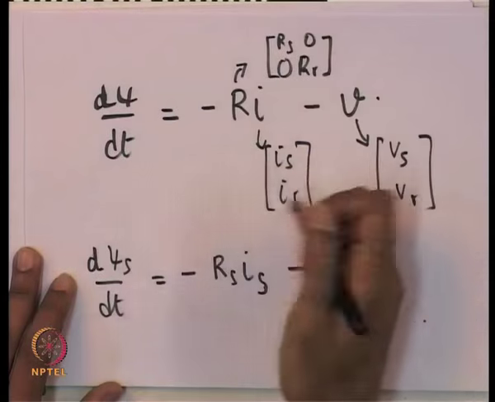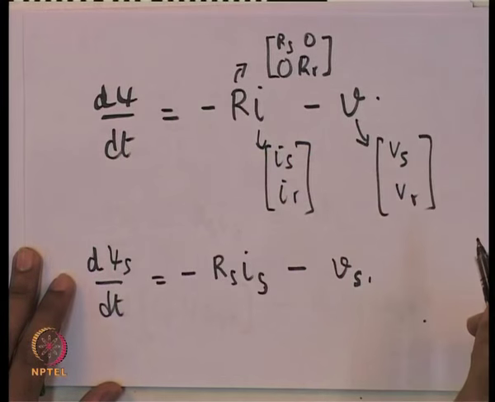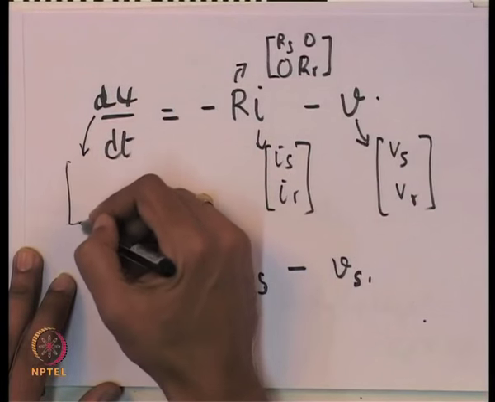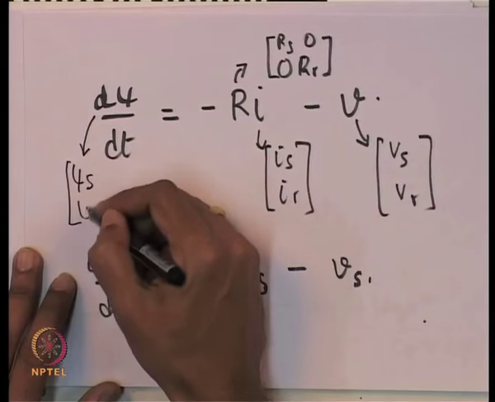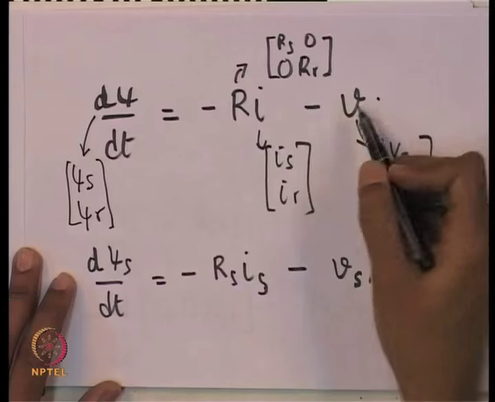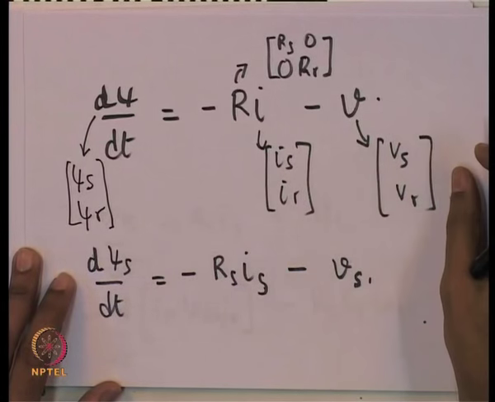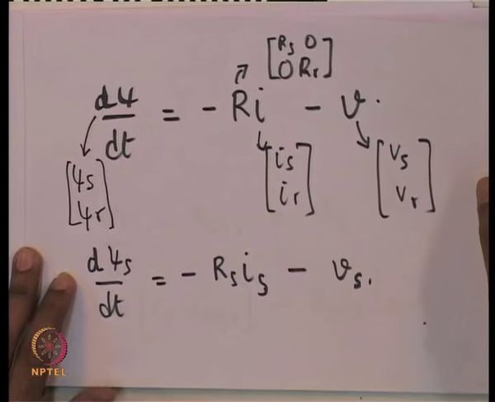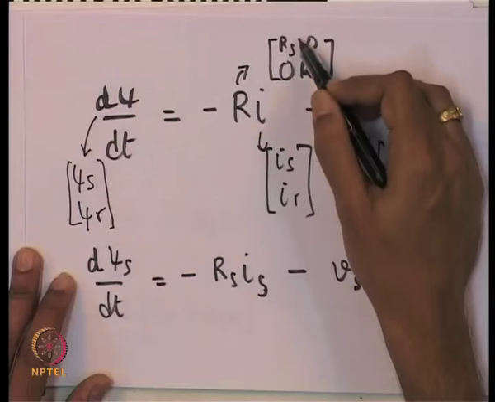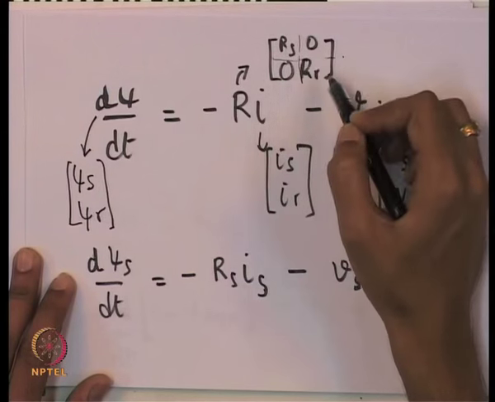We did this in the last class. We have seen that d psi by dt, where psi is nothing but psi s and psi r, is equal to minus of r I minus of v. This is what basically our flux equations were, which we did about two classes back. R of course is a diagonal matrix which has sub matrices r s and r r.